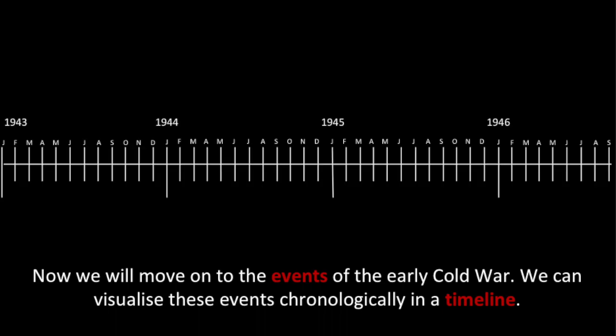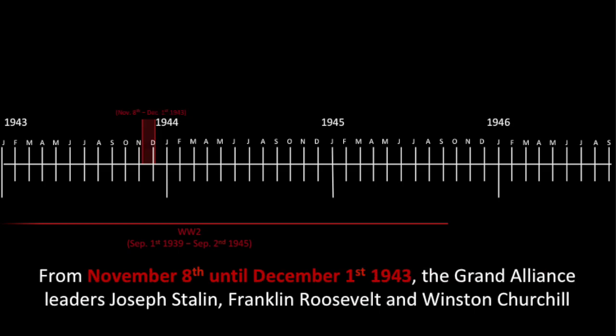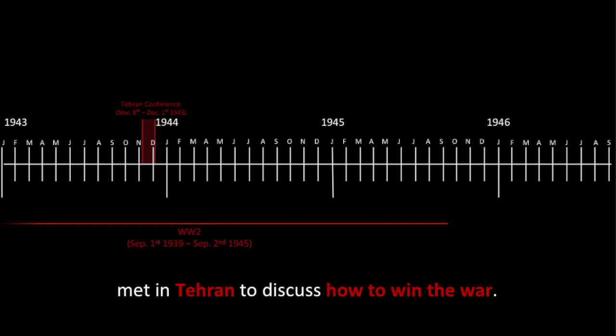We can visualize these events chronologically in a timeline. The early Cold War revolved around the Grand Alliance's victory in World War II, and the wartime conferences in particular. From November 28th until December 1st, 1943, the Grand Alliance leaders Joseph Stalin, Franklin Roosevelt, and Winston Churchill met in Tehran to discuss how to win the war.